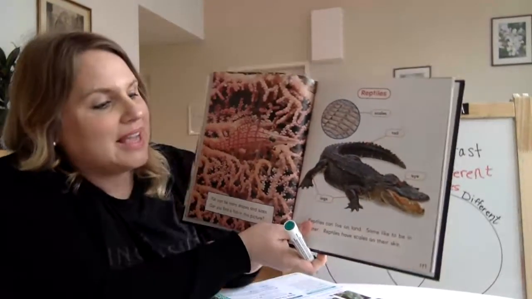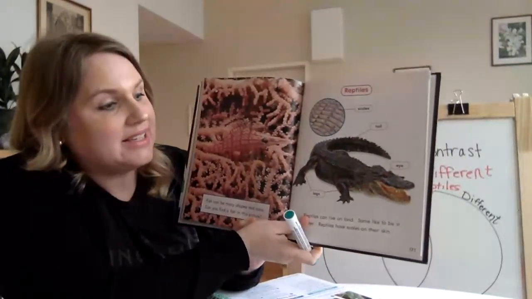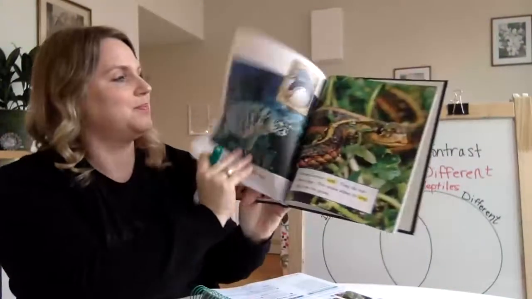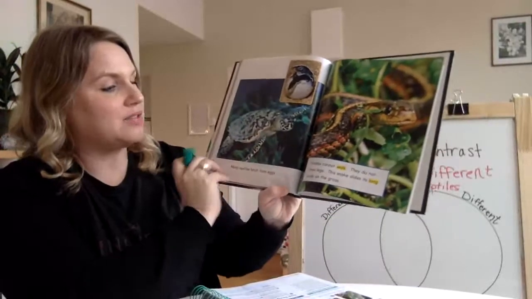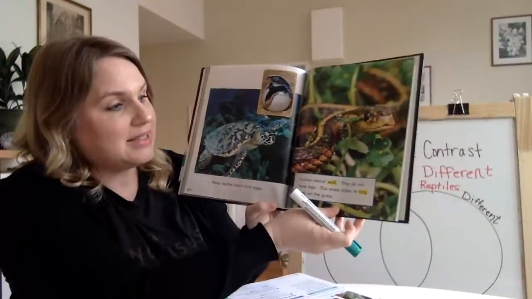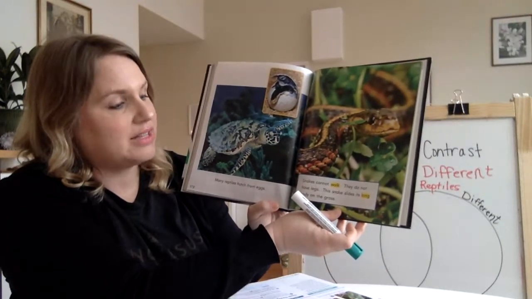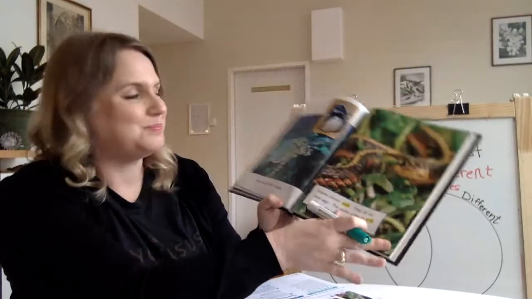Let's look back. Reptiles can live on land. Some like to be in water. Reptiles have scales on their skin. Many reptiles hatch from eggs. Snakes cannot walk. They do not have legs. This snake slides its long body on the grass.